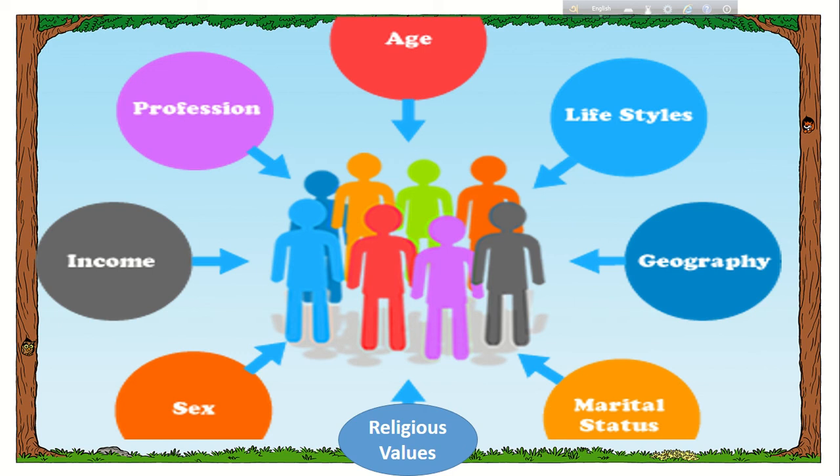These determining factors of population change depend on age, lifestyle, geography, marital status, religious value, gender or sex, income and profession. And the age structure of population of a country is divided into 3 stages: young, adult and old. And gross birth rate depends on the age of marriage of boy or girl.